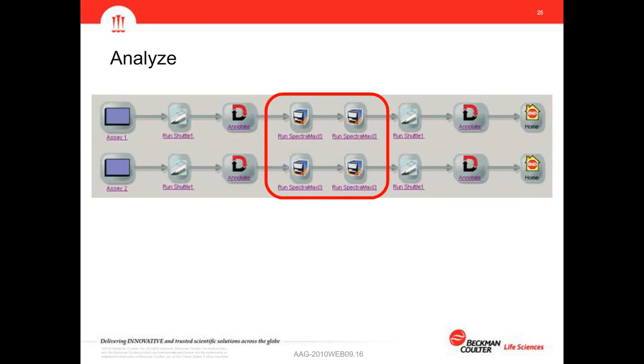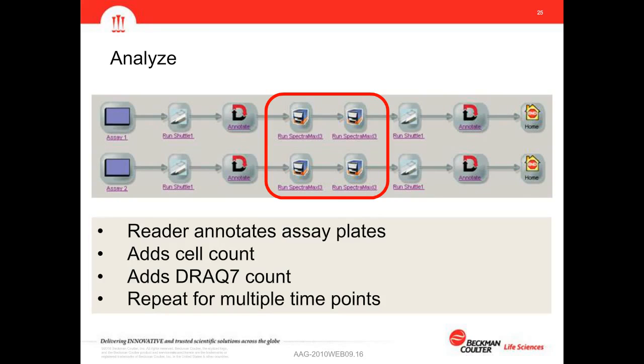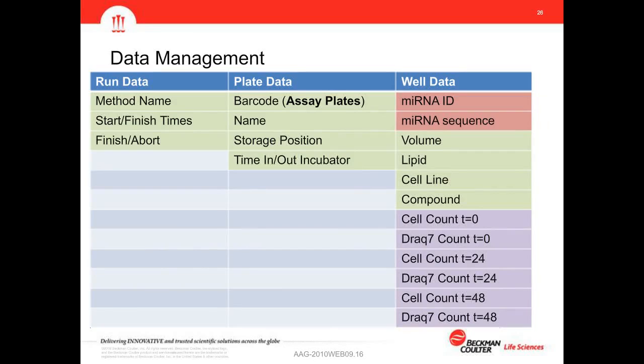And there are 2 different reader nodes on each line. The first one is doing your cell count and attaching that to the plate. The second read is the DRAX7 count, and this is then run at 3 different time points. So this method gets run 3 times and produces, in this case, 6 different sets of data.